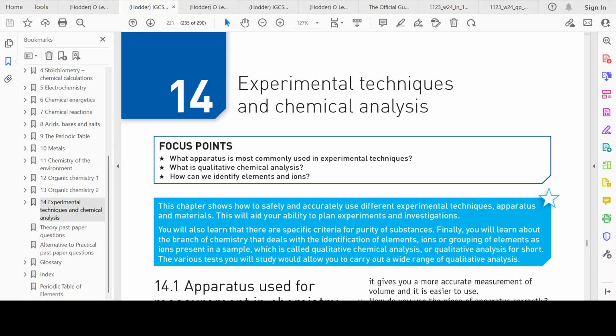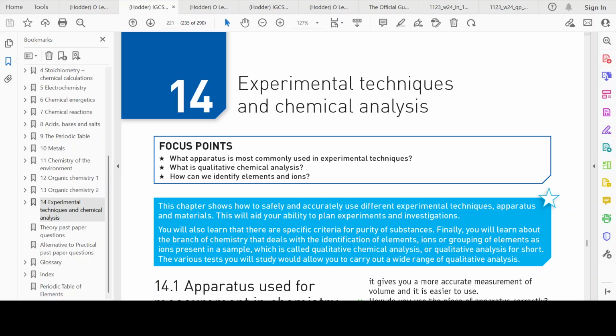Today we are beginning chapter 14, which is the last chapter of the syllabus and the text. And hopefully we'll be wrapping this up in a couple of classes. We'll be done with the chemistry syllabus as well. We recently completed the physics syllabus.